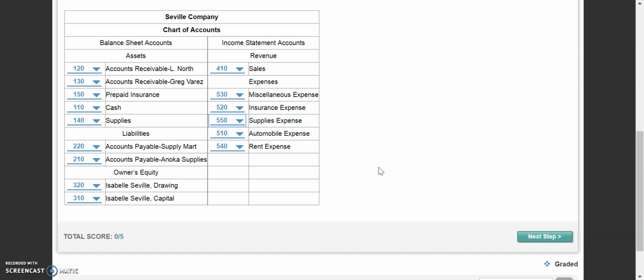I do just want to point out, remember that in the 3-digit numbering system, that first number tells us what classification it is. So again, all of the assets will be 100s, liabilities will be 200s, owner's equity 300, revenue 400, and expenses are in the 500s.